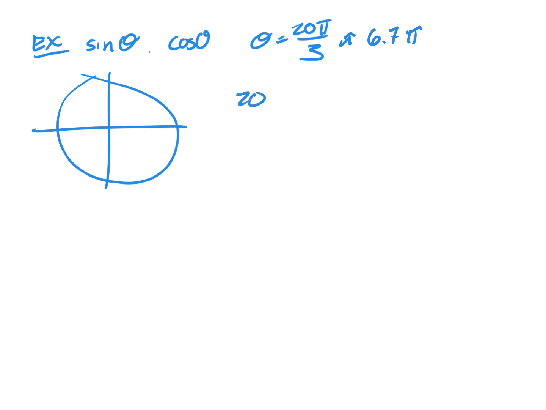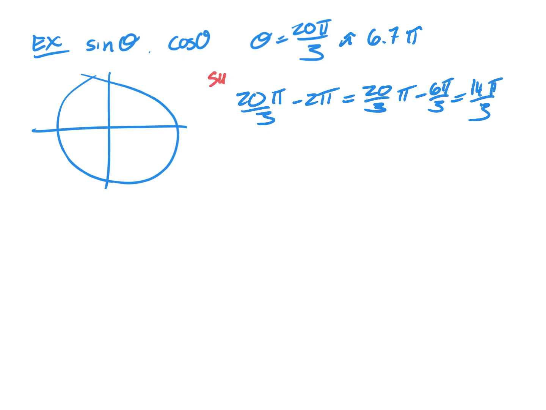So we're going to have 20 pi over 3, and we're going to subtract 2 pi. To have a common denominator of 3, 2 pi can be rewritten as 6 pi over 3, and that gives us 14 pi over 3. Now, 14 over 3 is still bigger than 2, so we're still bigger than 2 pi. What we're going to do is continue to subtract multiples of 2 pi until we get something between 0 and 2 pi.